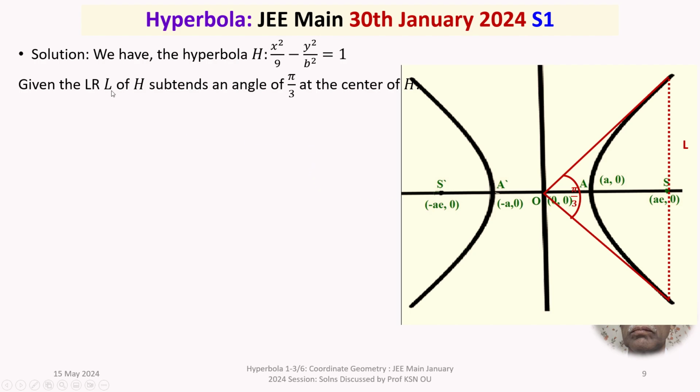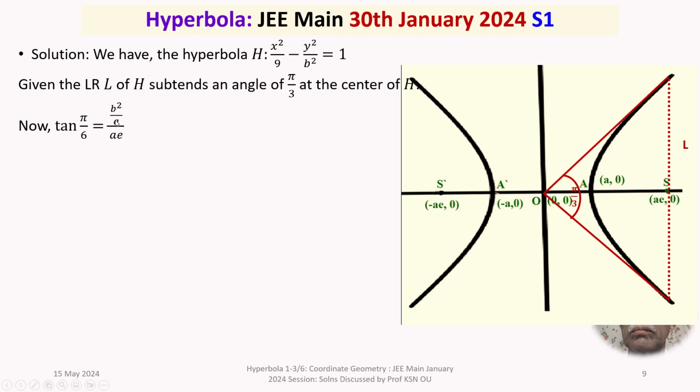What is L? L is 2b square by a. What is the length of the latus rectum? 2b square by a, the whole one. Suppose we talk about only a half of it. Then the angle will be pi by 6 with the x-axis. So we take tan of pi by 6 is equal to half of the length, L by 2.